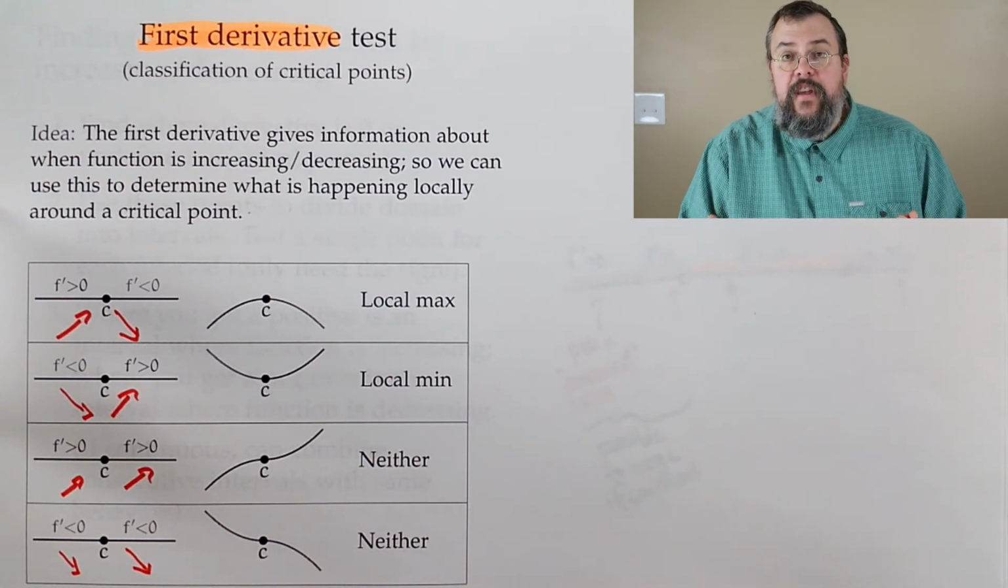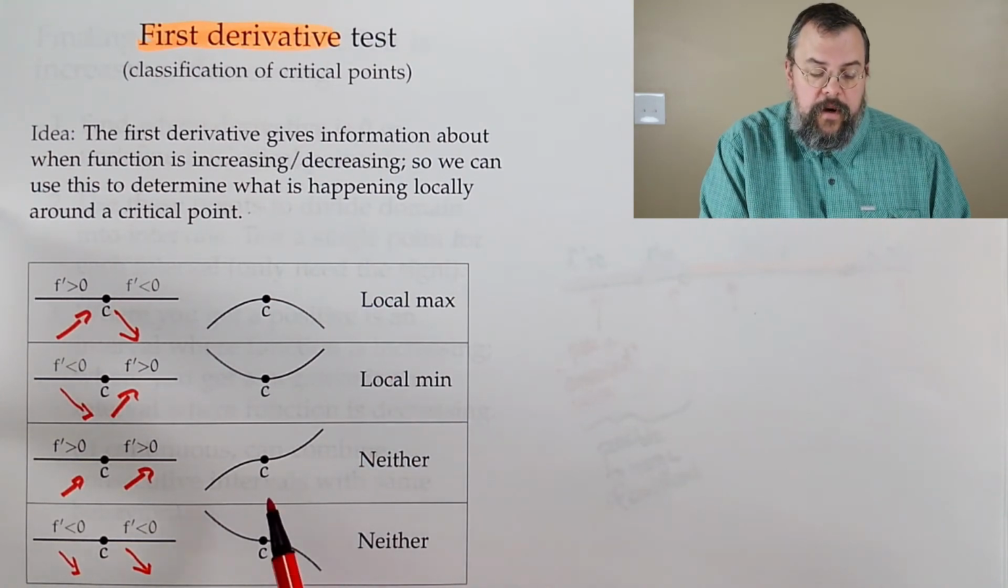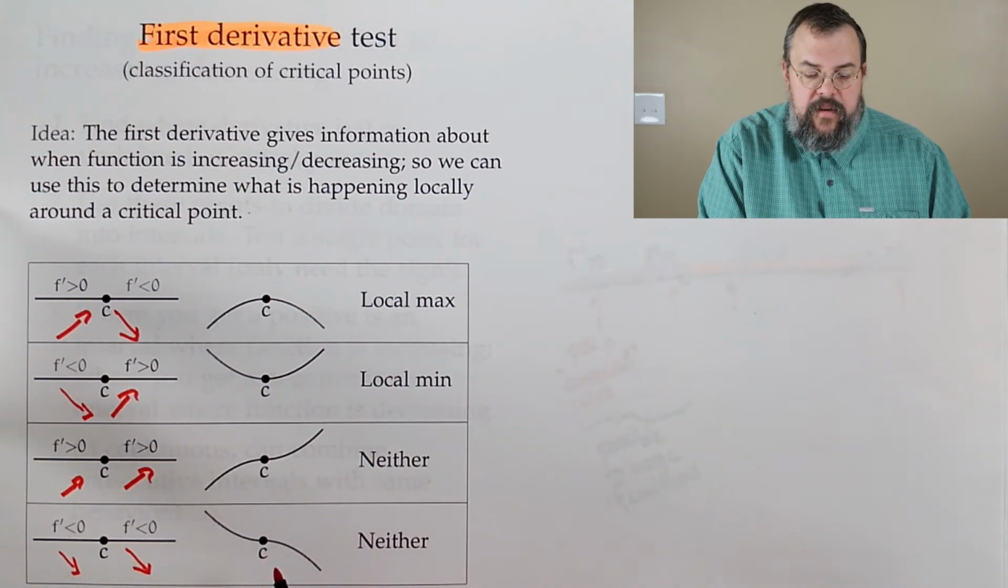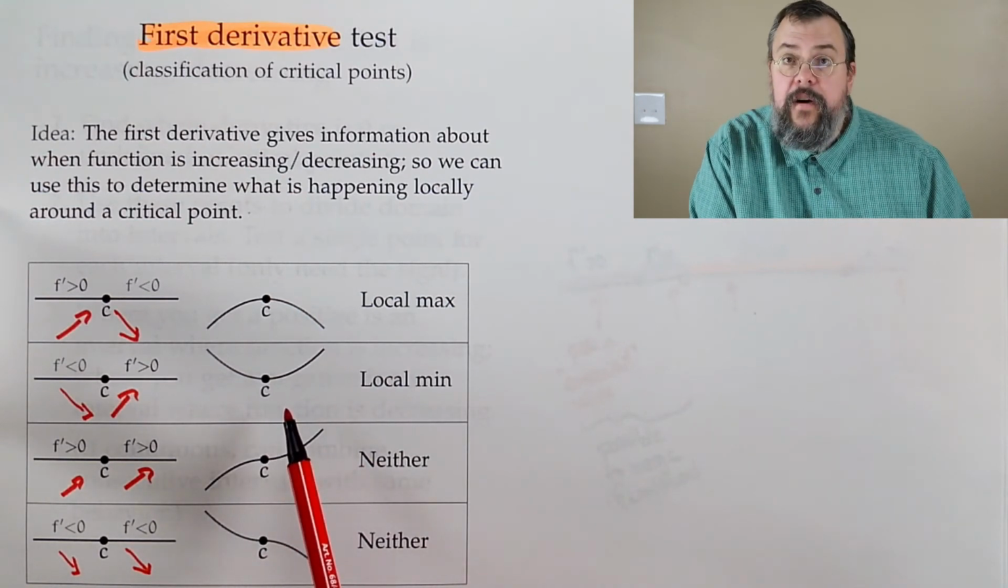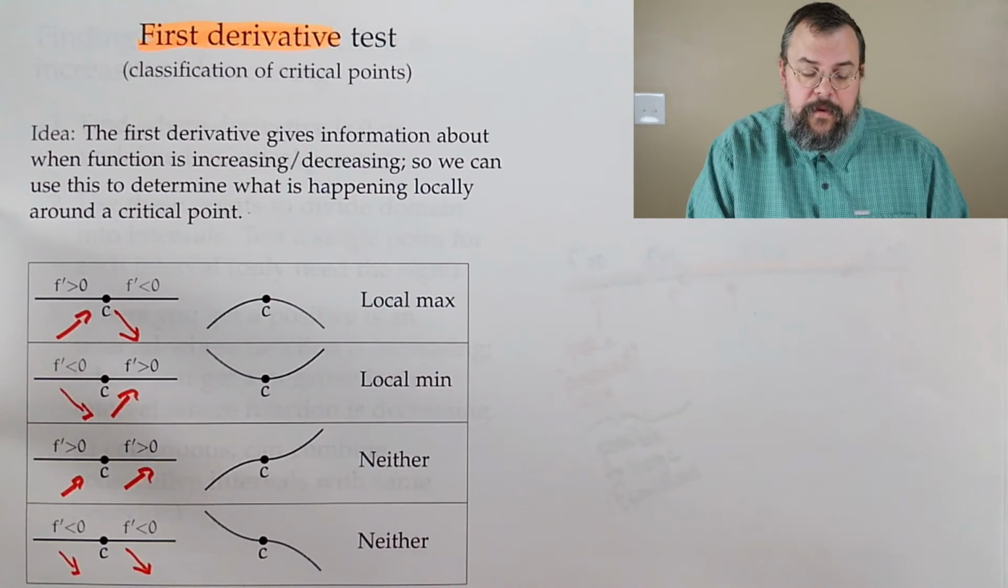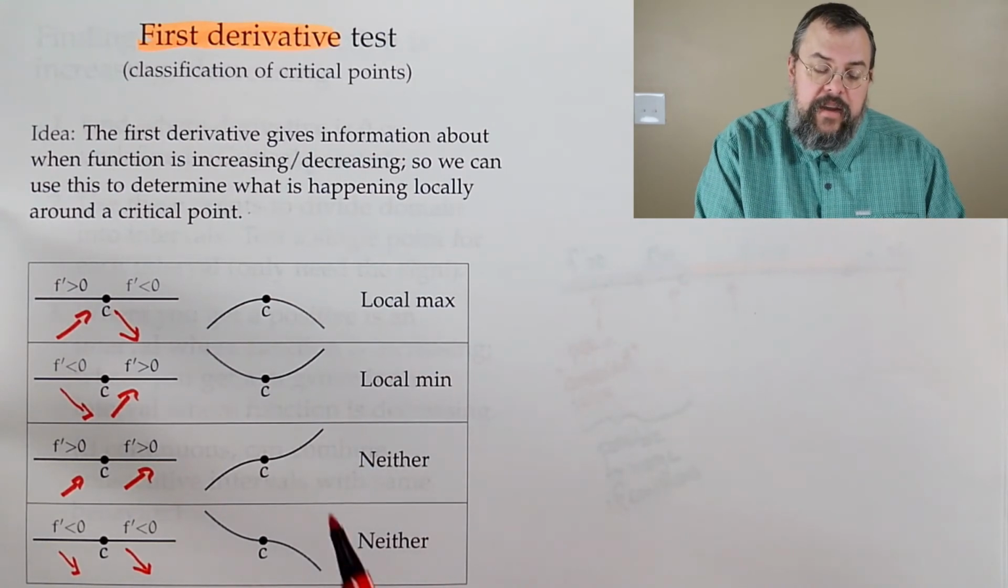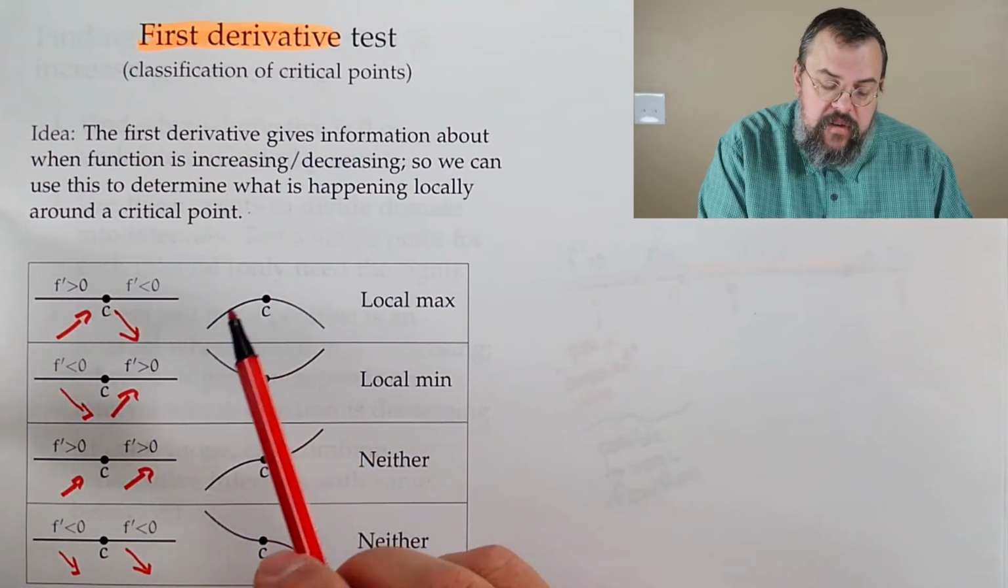And it's easy to come up with examples of functions which have all these. We already mentioned x cubed. This could be negative x cubed. This could be x squared for a local min, negative x squared for a local max. Like I said, the pictures can be slightly different.